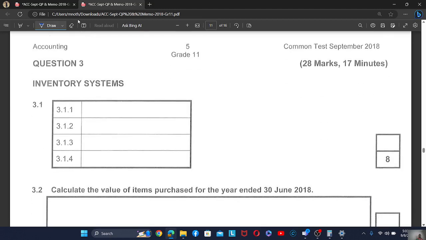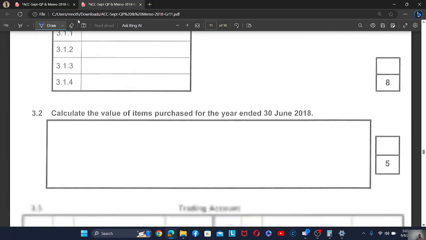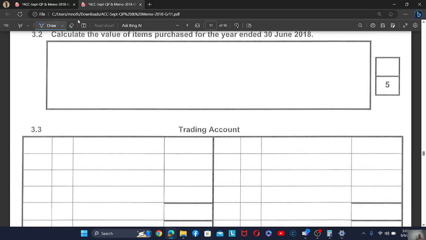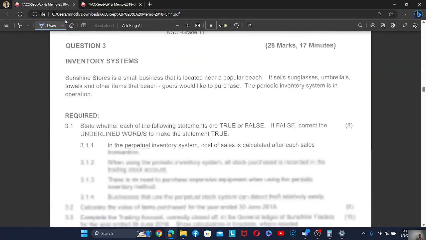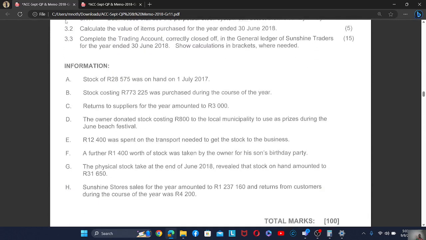And then inventory systems. So you said where we have to explain, we must skip that part, right? Yes. I'm just confused about the calculations. Okay. Question 3. Okay.